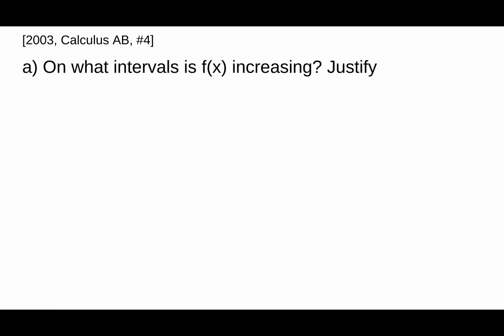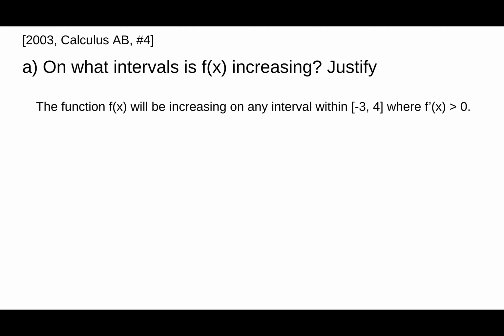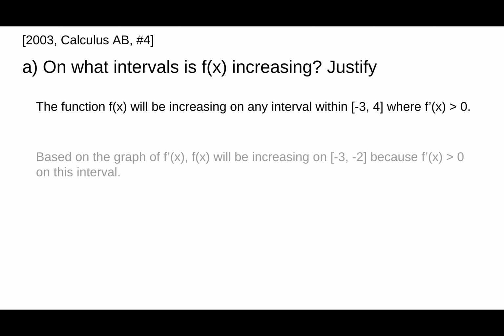In part A, we are asked on what intervals the function f is increasing and to provide justification. Well, the function f will be increasing on any interval within that closed domain, -3 to 4, where the derivative of f is greater than 0. And since we are provided with the graph of the derivative of f, we need to justify our explanation using the given information. So our justification will rely on the graph of f prime, since we don't really know much else about this function f.